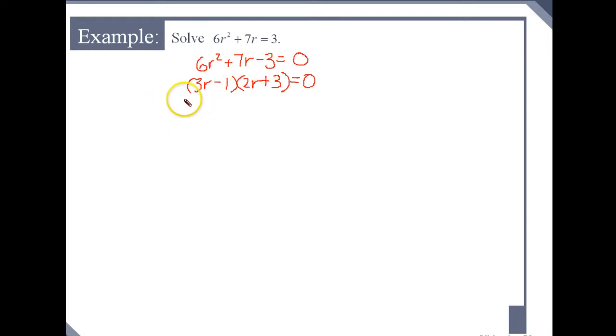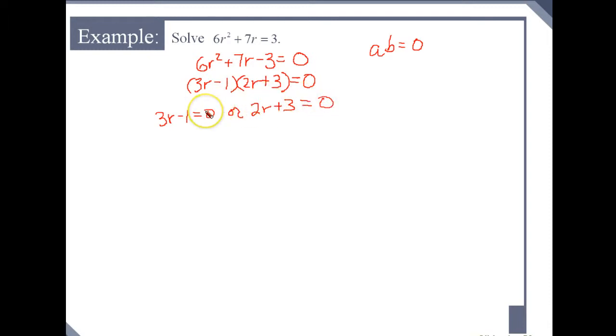Now the next step is you take each of the factors. Remember we said A times B equals 0. So we're going to take this and treat it as if it were an A. So that would be 3r minus 1 equals 0, or 2r plus 3 equals 0.